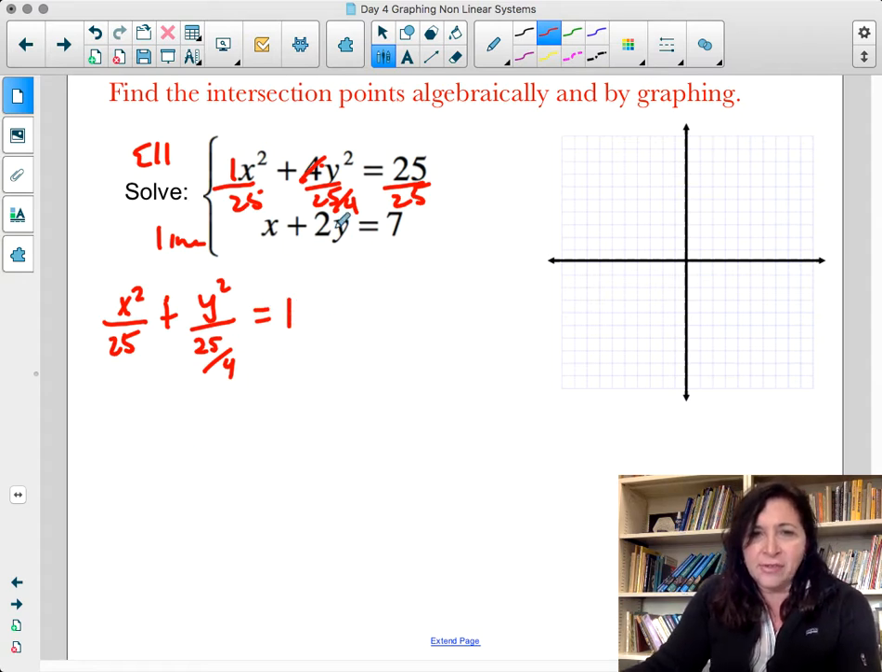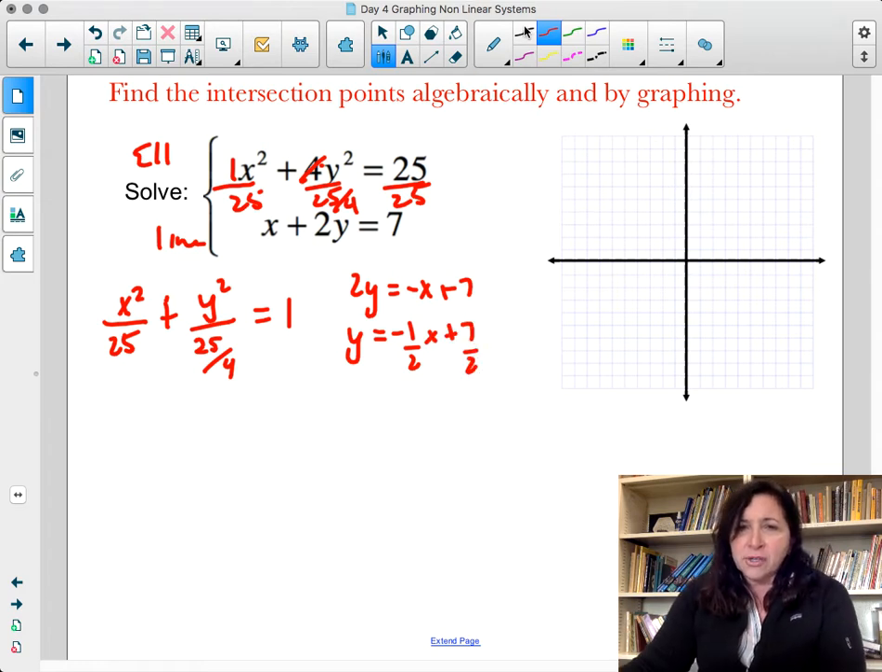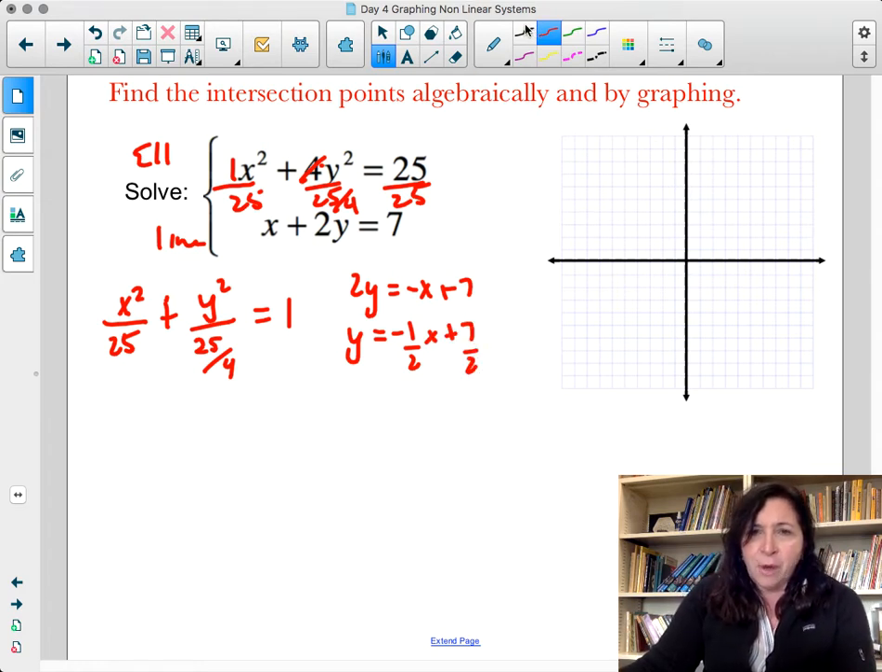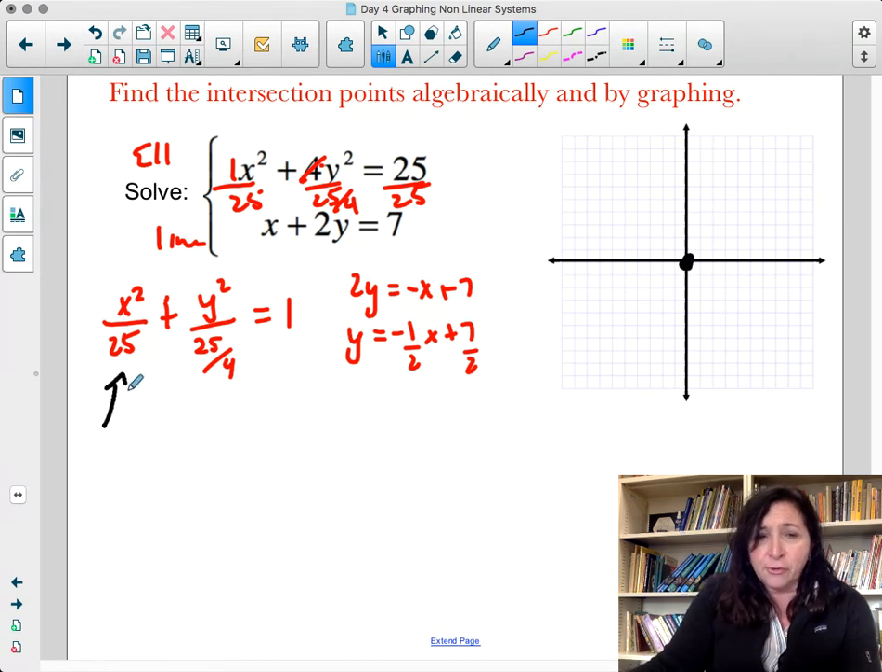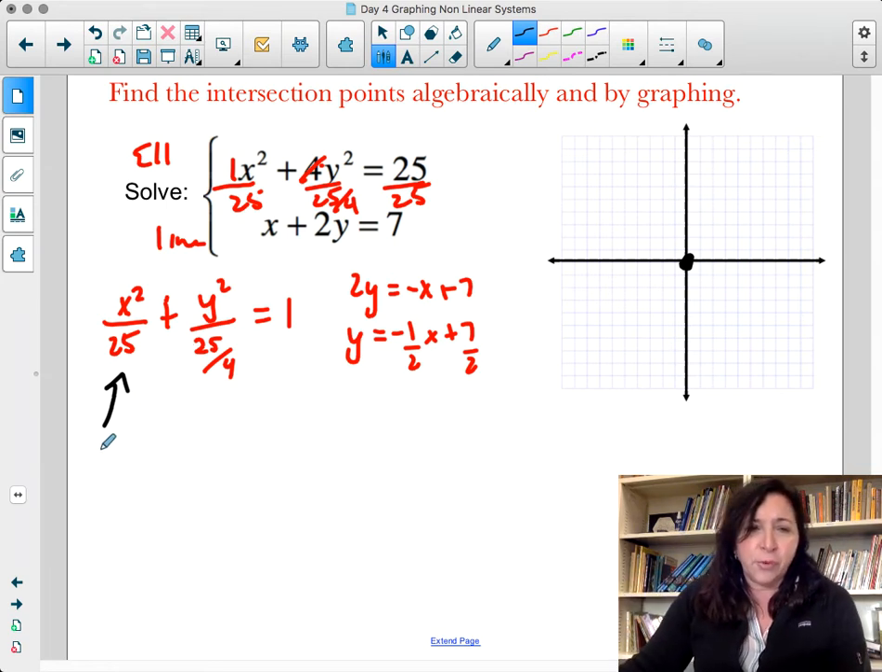And then this is a line, and that's going to be, let's see here, 2y equals negative x plus 7. So y equals negative 1/2 x plus 7 halves. Okay, so let's graph the first problem. The first problem is an ellipse. Center is at 0, 0. In the x direction, which goes out that way, you're going to graph the square root of 25. So I'm going to go 5 to the right and 5 to the left.